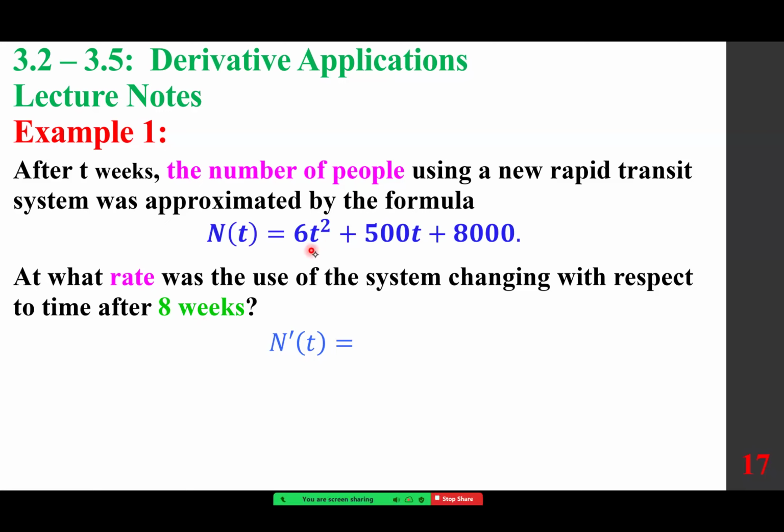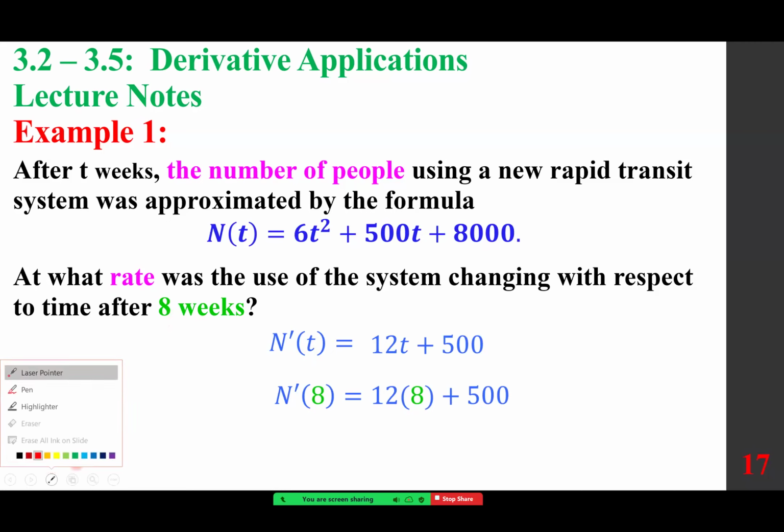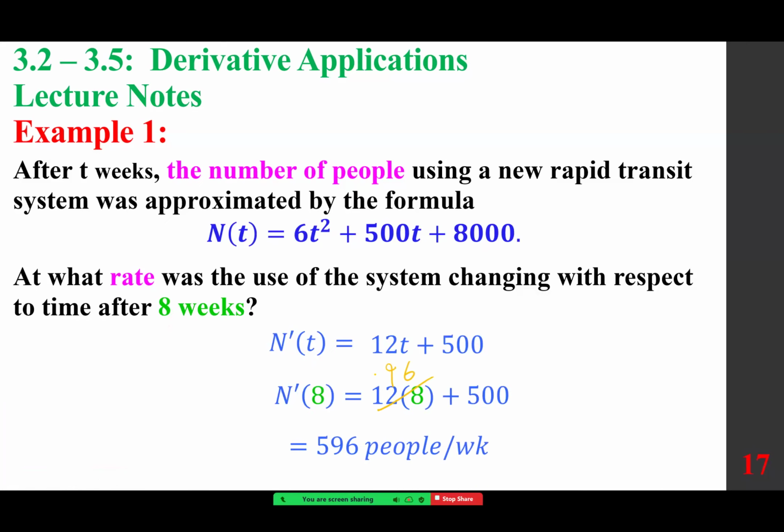So this will give us 12t. This will give us 500. A number gives us 0. So 12t plus 500. After 8 weeks, replace the t with 8. 96 plus 500 is 596 people per week.